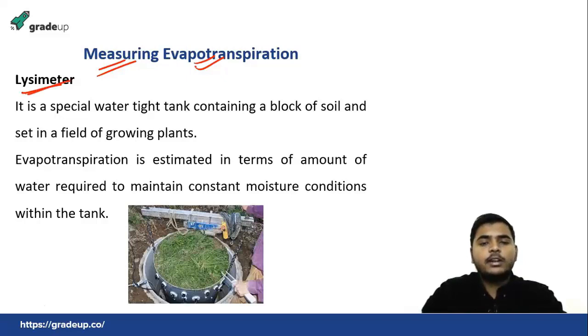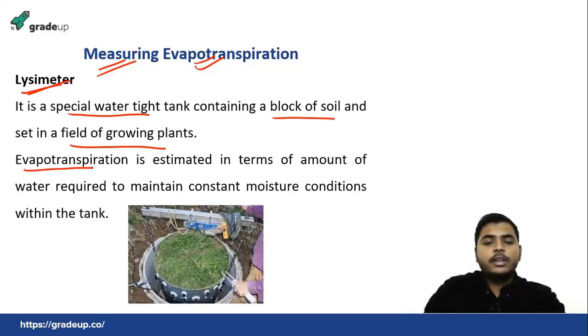So, the lysimeter method. Lysimeter, what is it? It is actually a special water tank containing a block of soil, set in a field of growing plants. So we replicate the exact conditions of the plant growth in a certain special watertight tank, and we replicate the soil conditions and moisture conditions, and then evapotranspiration is estimated. And how is it estimated? In terms of the amount of water which is required to maintain those constant moisture conditions within the tank.